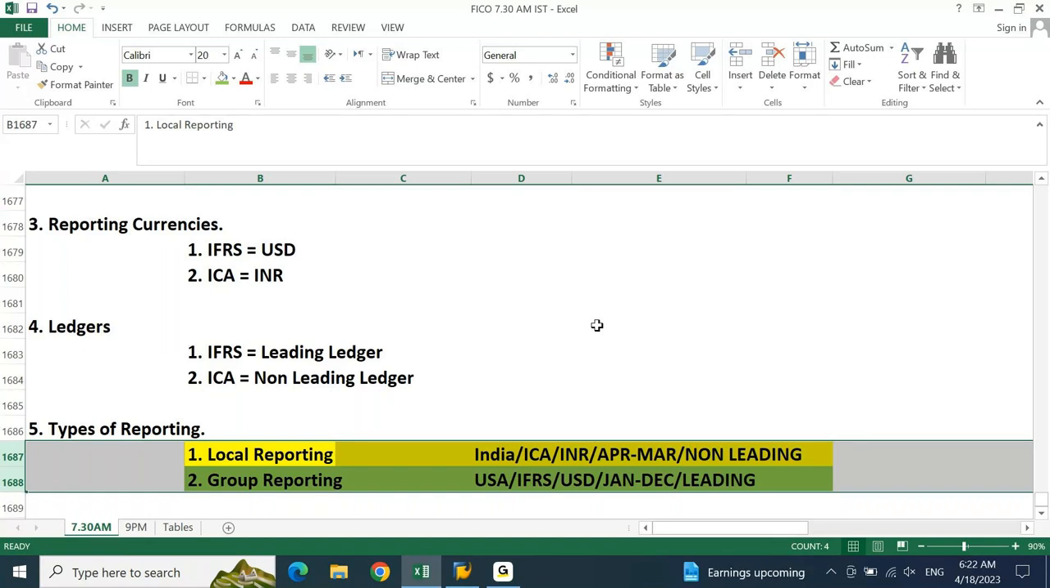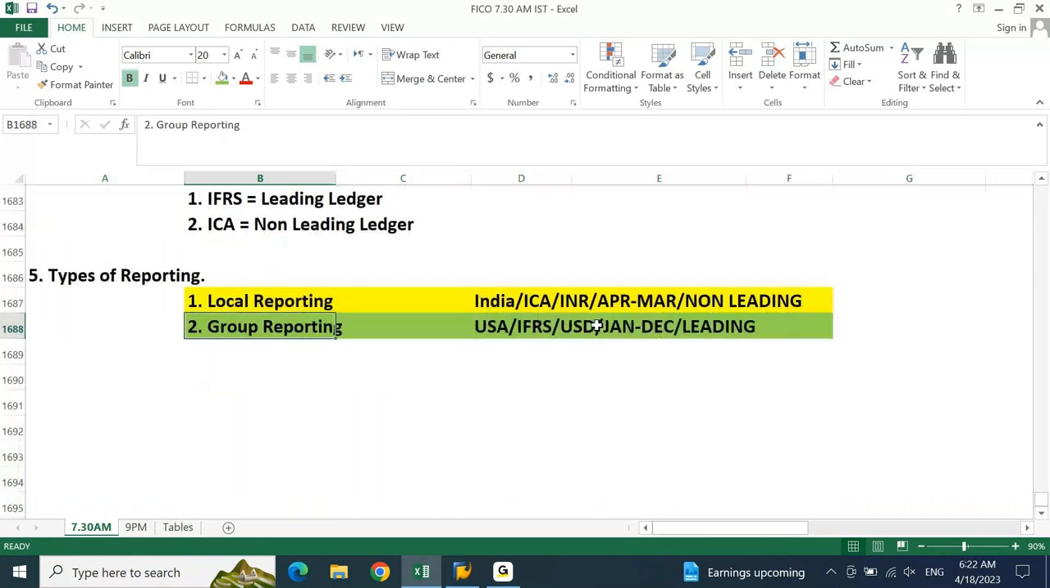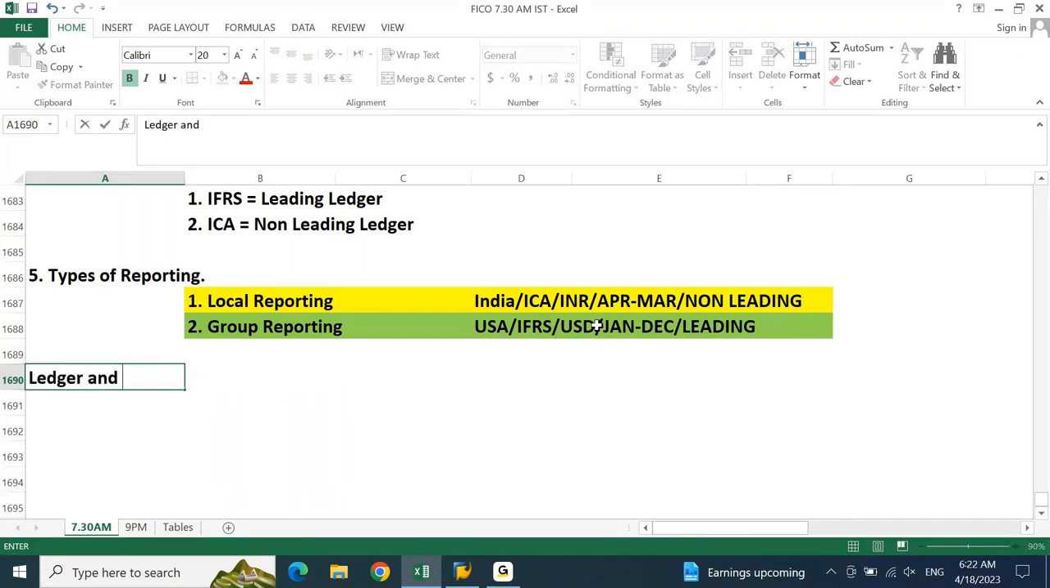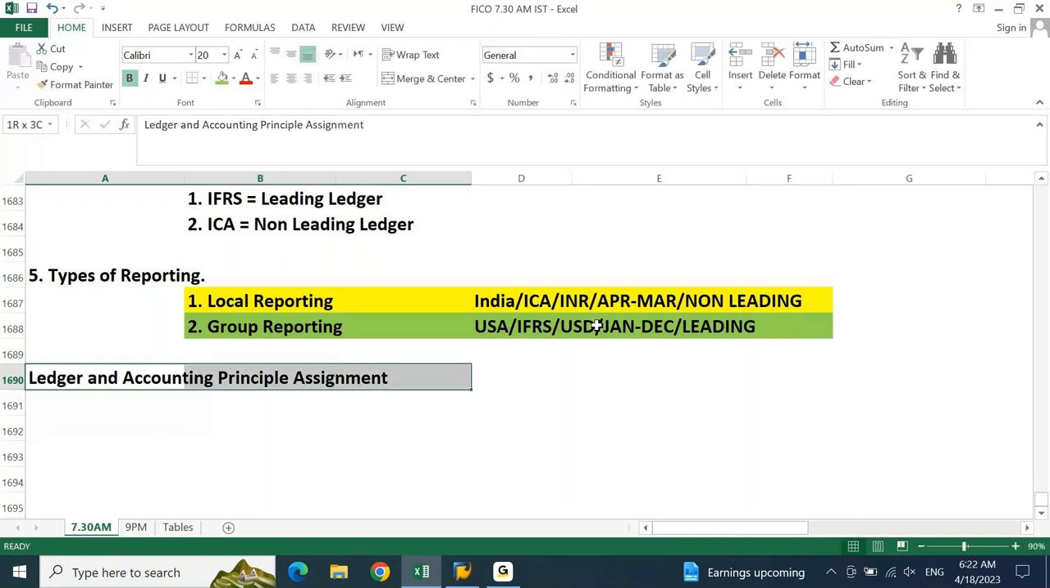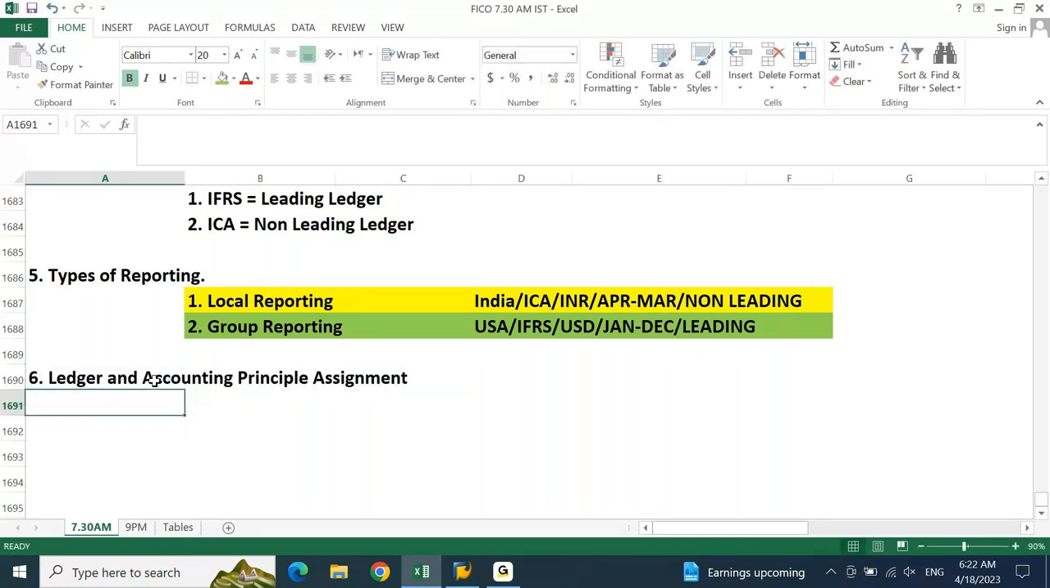In short, let me write one more point here. Point number 6, ledger and accounting principle assignment.